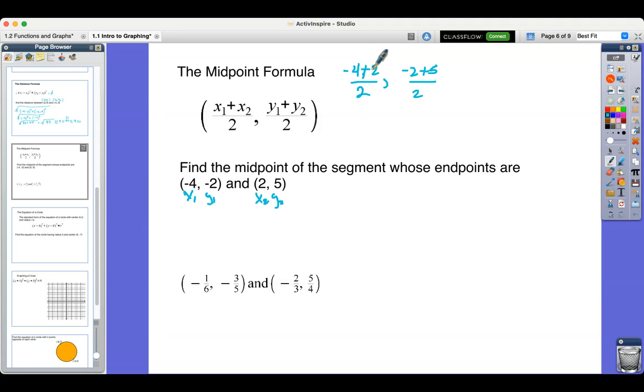So -4 and 2 gives us -2 over 2, and then -2 and 5 gives us 3 over 2. Let's go ahead and reduce this. When we reduce this, we just get a -1. We'll leave the other as a fraction. You can put 1.5, but I'd rather just leave it as a fraction unless we're plotting it. And there you go. This will now be considered our x_m, y_m, or x midpoint, y midpoint.